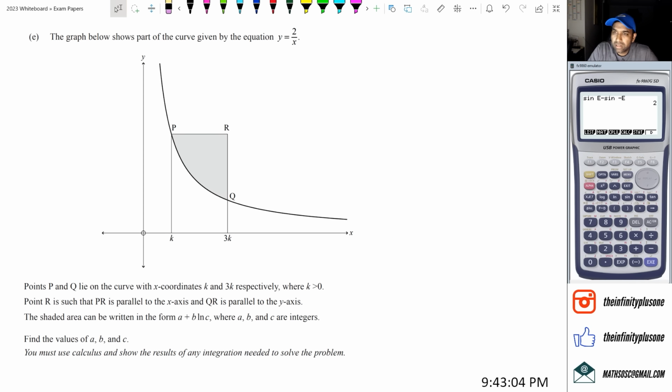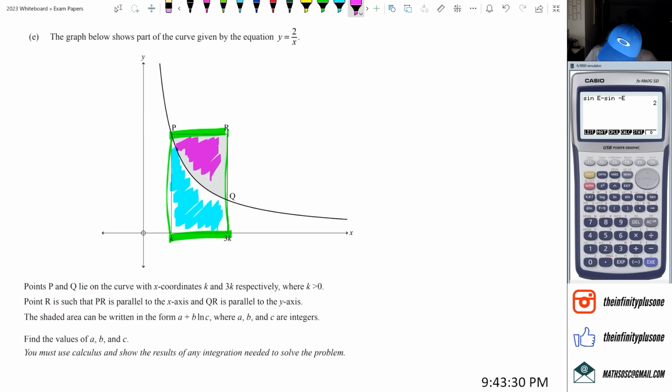Alright, so question 3E. As much as it looks complex at first look, I read through it straight away and thought, hang on a minute, this is just a rectangle minus the area under the curve. That's all it is, because you've got a rectangle shape here, then you've got area under the curve, which is the blue part here. And the pink part is what we're asked to find.